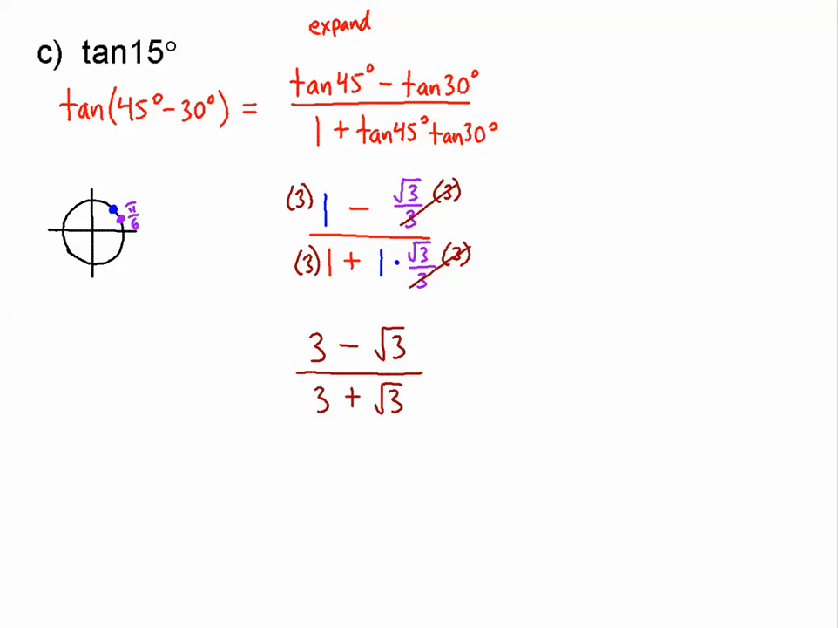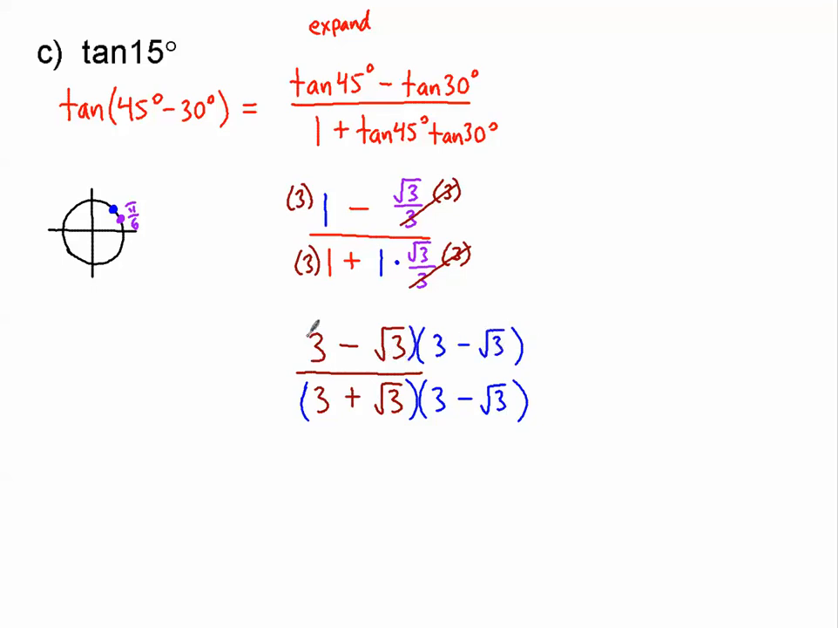Unfortunately, I'm not finished because I cannot leave a radical in the denominator. And this time, it's actually a binomial. And to get rid of a binomial, I need to undo that with another binomial. And hopefully you remember this from your algebra skills. If I'm trying to undo this binomial, I need to multiply by its conjugate, 3 minus the square root of 3, to the numerator and to the denominator.